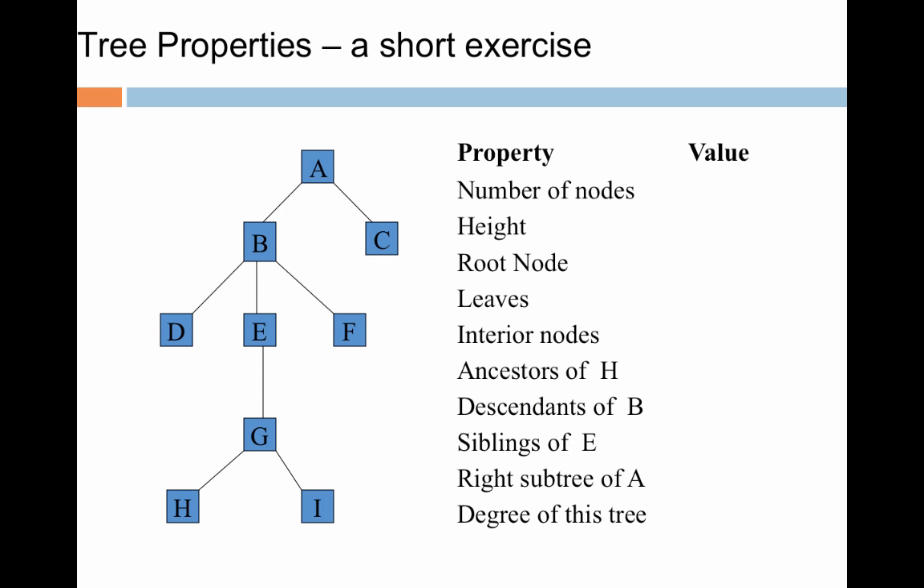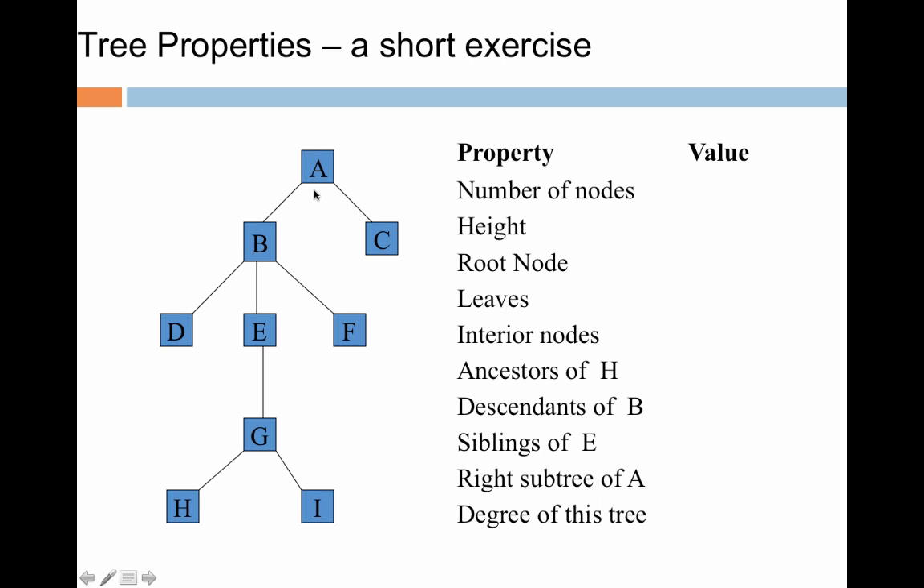So let us look at the short exercise about the tree properties. Let us ask how many nodes are there in this tree. As you can see, there are 6 plus 3, 9 nodes. What is the height of the tree? The height of the tree is that value which is the depth of the deepest node. So let's look at the depth of the deepest node. A is at depth 0, B is at depth 1, this node is at depth 0, this node is at depth 1, 2, 3 and 4. Therefore the height of the tree is 4.